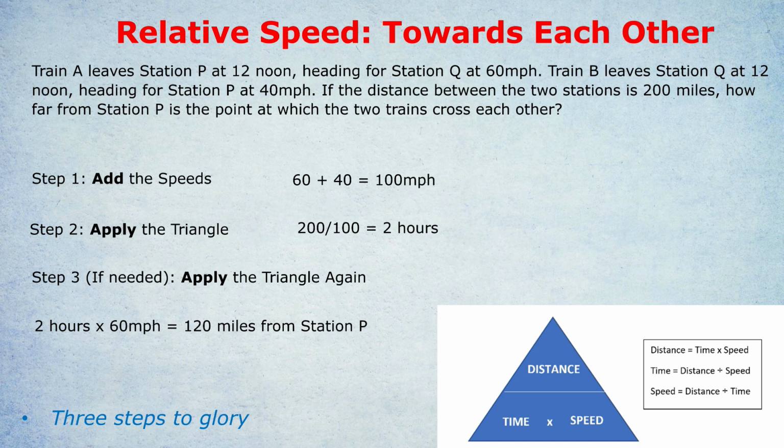Notice the 3 steps because we're going to be using them again. I've called them the 3 steps of glory at the bottom. Step 1, adding the speeds. Step 2, applying the triangle. And usually there's a step 3 where you have to apply the triangle again. Remember, all of this is exclusively for when 2 objects are moving towards each other.